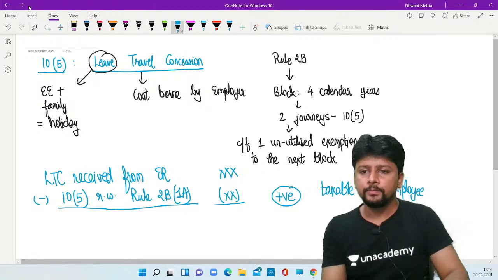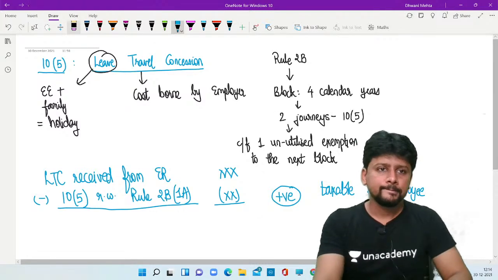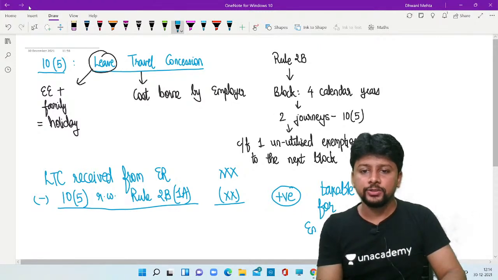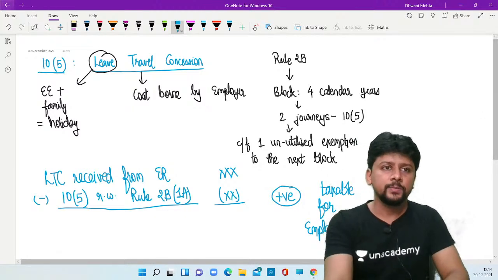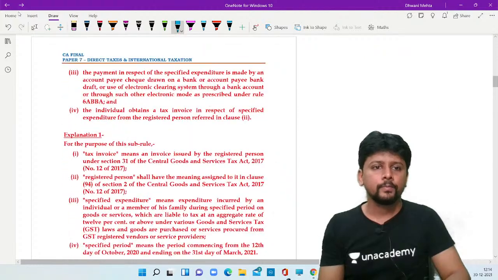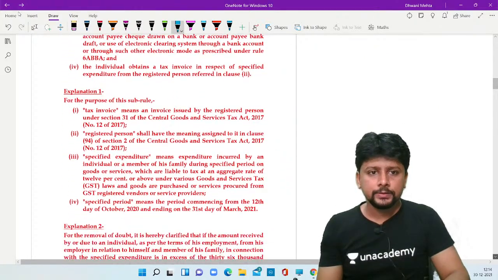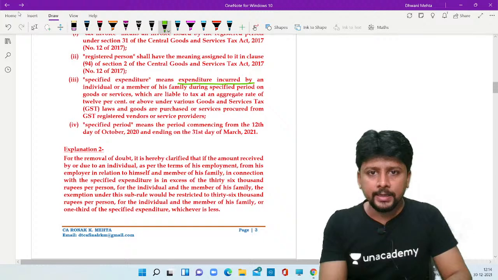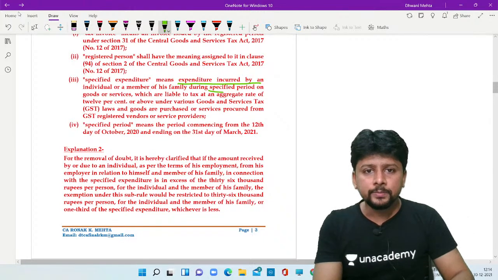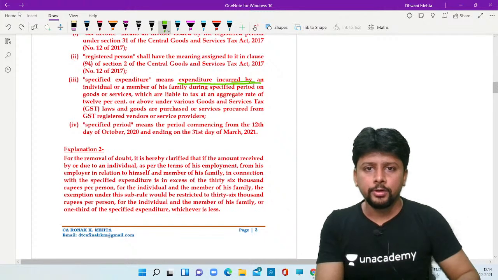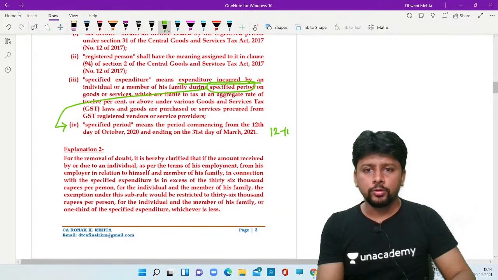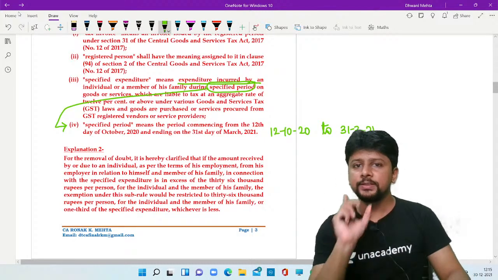So now the question arises: the rule is saying specified expenditure has to be incurred. What do I mean by this specified expenditure? Let's understand the meaning. Specified expenditure means expenditure incurred by an individual or a family member during the specified period. During the specified period. Now, what is the specified period? This is the specified period: from 12th of October 2020 to 31st March 2021. So you have to incur this expenditure in this period.